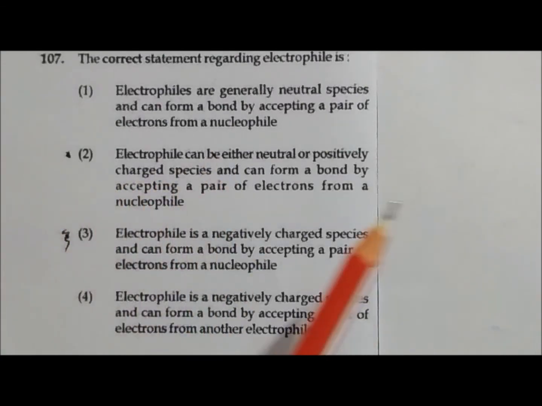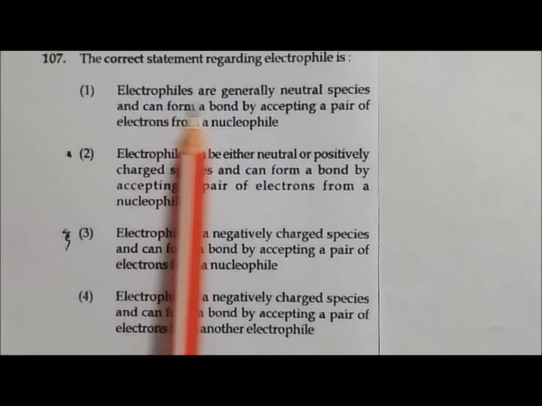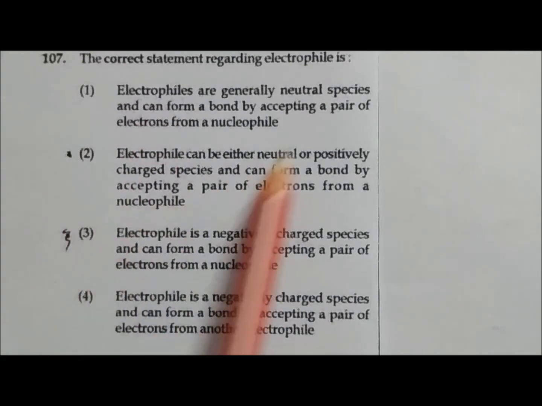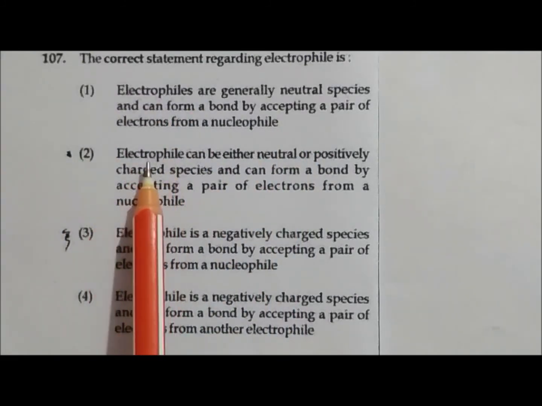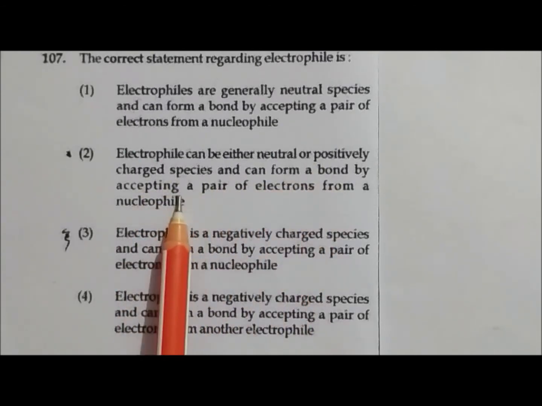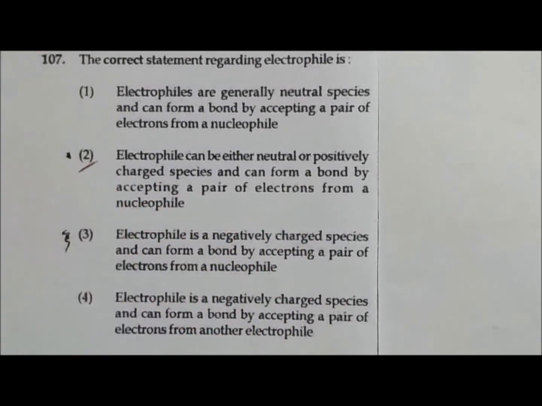The correct statement regarding the electrophile. Electrophiles are generally neutral species. This is wrong, so generally not a neutral species. It can be positive, it can be negative. So this is not the correct answer. Electrophile can be neutral or positively charged species. So this is correct. It can form a bond by accepting a pair of electrons from a nucleophile. Yes, it can be a positively charged species. So this can be your correct answer.